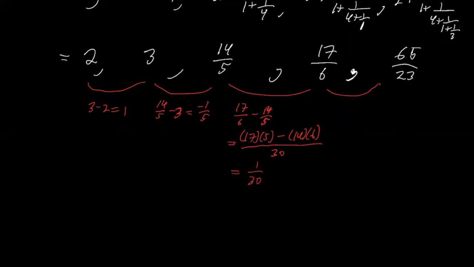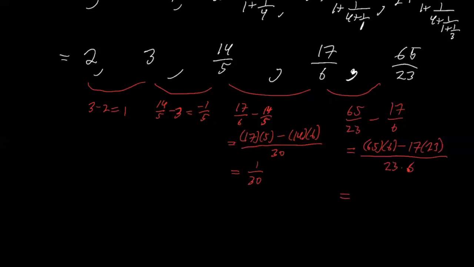And then this one, 65 over 23 minus 17 over 6. Well, that's 65 times 6 minus 17 times 23, all over 23 times 6. I don't even really care what 23 times 6 is, but 65 times 6 is 390. 17 times 23 turns out to be 9 less than 400, 391. So it turns out this is minus 1 over 23 times 6, which happens to be 138.